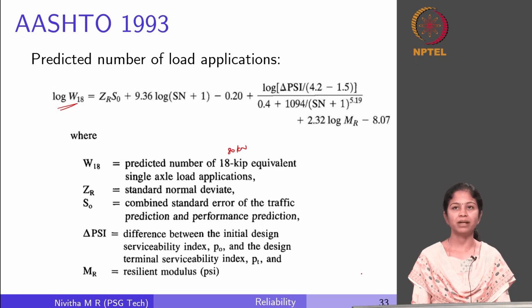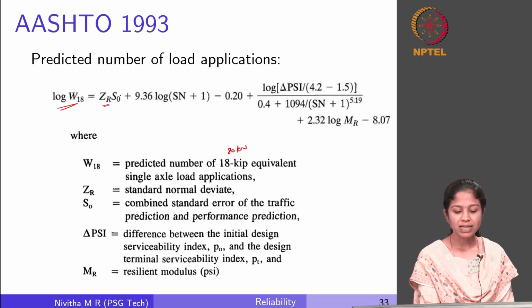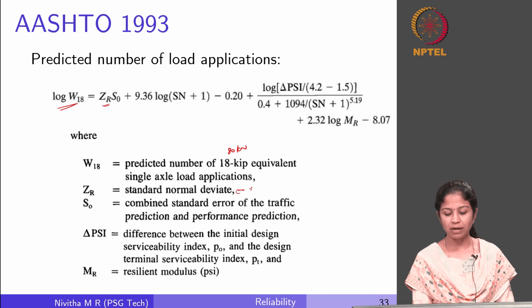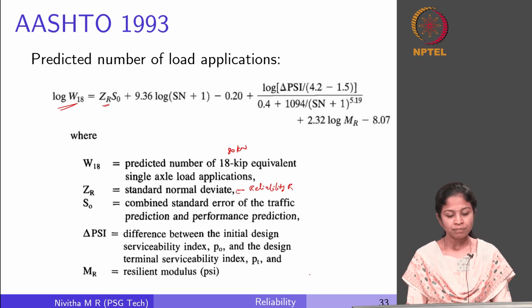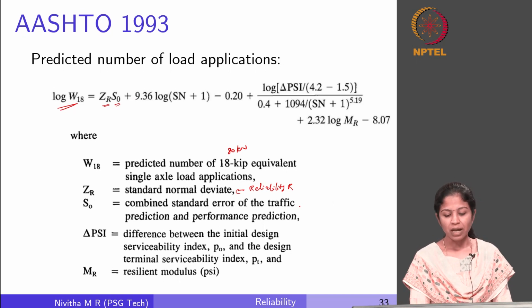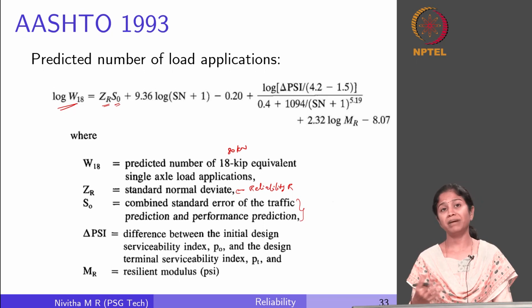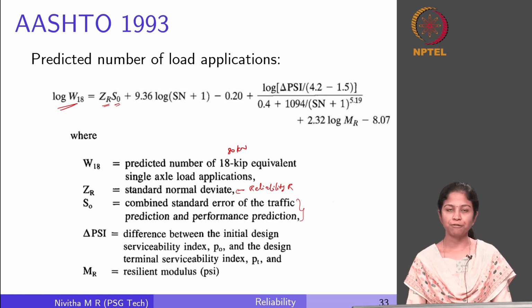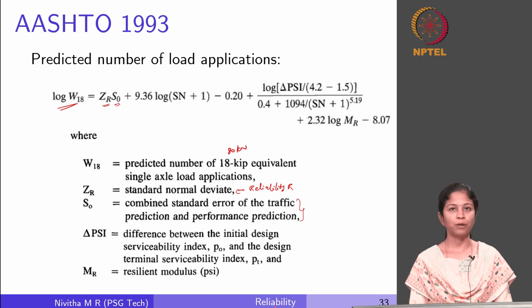It has a lot of parameters. Let me introduce a few of these parameters one by one. The first one is ZR, which is nothing but the standard normal deviate for a given reliability level. We will look into the details of each of these parameters. Then the next one is S0, which is the combined standard error of the traffic prediction and pavement performance prediction. So, we have a standard error based on the standard deviation, which could be calculated for the traffic parameters. Again, we have the same variability associated with the performance prediction. So, combining all of it, we get an S0 value, right.